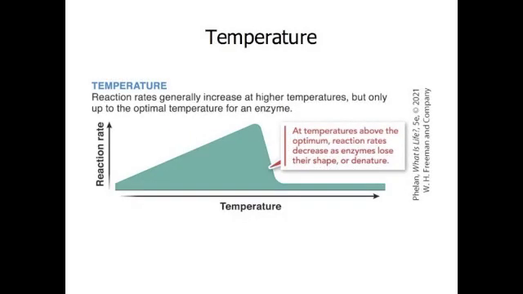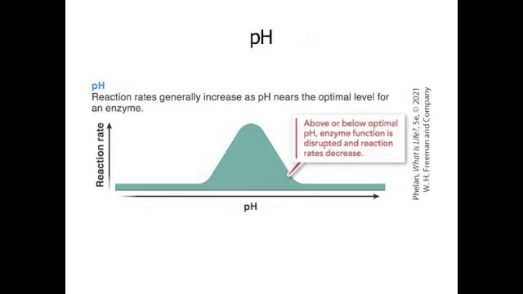And moving on, this is the same figure, the same page, and now we see how temperature can act on an enzyme. So we see that the reaction rate generally increases at higher temperatures, but only up to the optimal temperature for an enzyme. And moving on once again, we see how pH can aid or reduce the reaction rate of an enzyme. So the reaction rates generally increase as pH nears the optimal level for an enzyme. Looks like a nice bell curve, doesn't it?